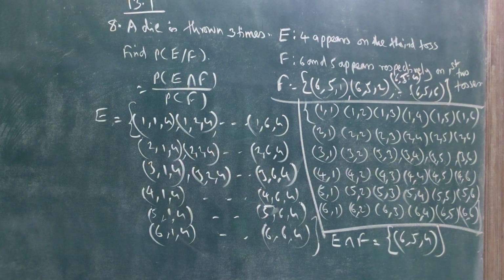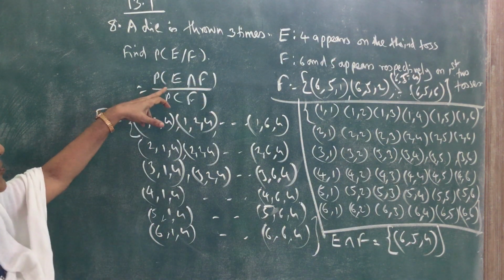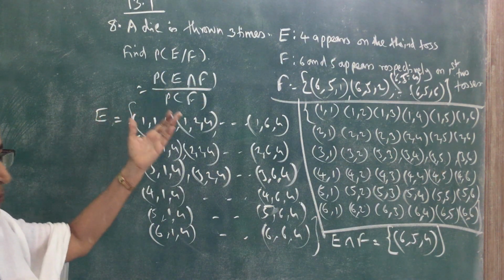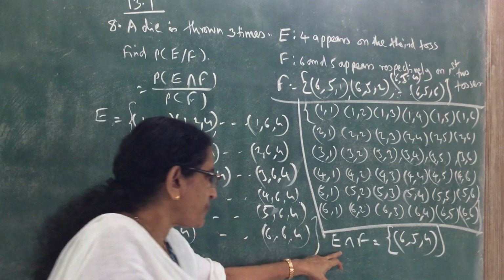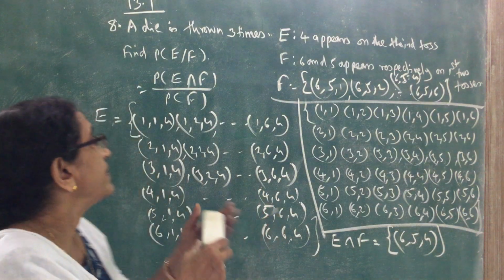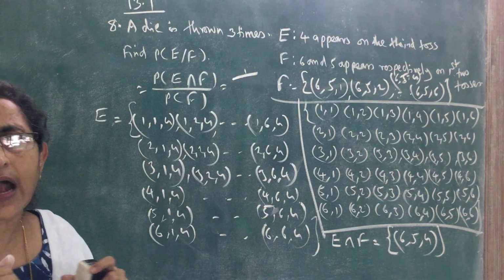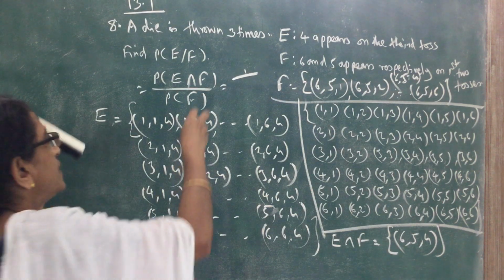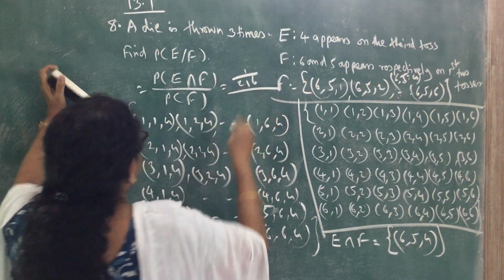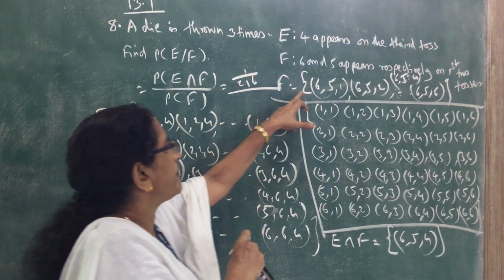Now we can write the probability. Therefore, probability of E given F equals probability of E intersection F divided by probability of F. The number of elements in E intersection F is only one, so 1 divided by the total number of sample points, that is 216, divided by probability of F. What is the number of elements in F?